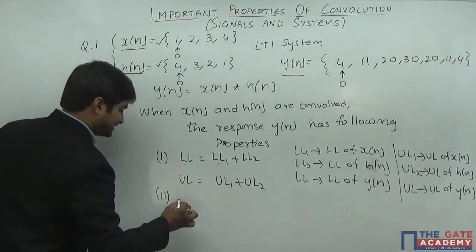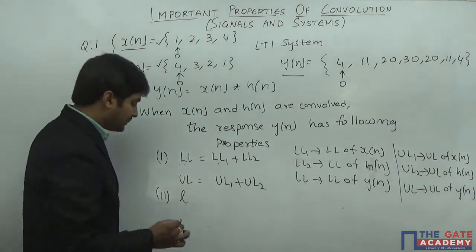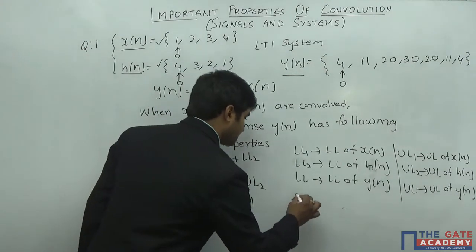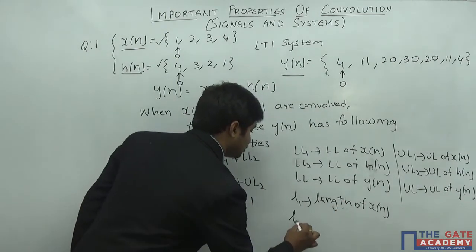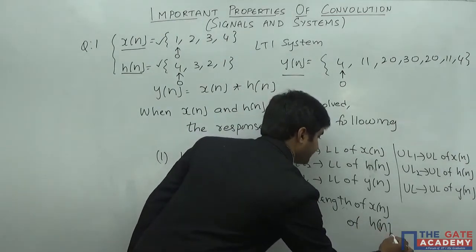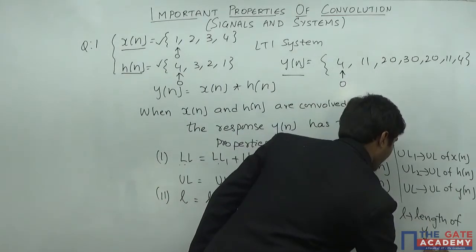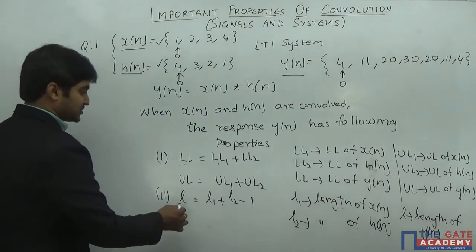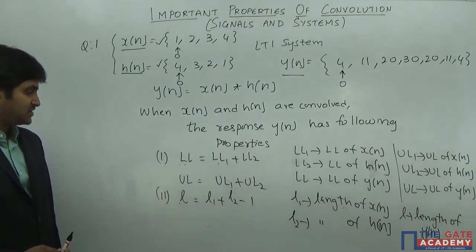The second property is that the length of the sequence of the resultant, that is y of n, will be equal to L1 plus L2 minus 1. What is L1? L1 is the length of x of n. And L2 is the length of h of n. And L is the length of y of n. So L is equal to L1 plus L2 minus 1.